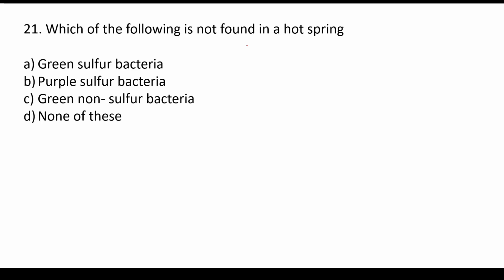So which of the following is not found in a hot spring? This question is for metabolic diversity. You all well know why a hot spring is hot. It's because of the presence of sulfur. In these options, just to confuse you, there are different types of sulfur and non-sulfur bacteria. So which of the following is not found in a hot spring?